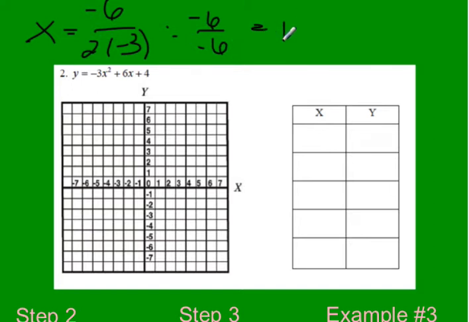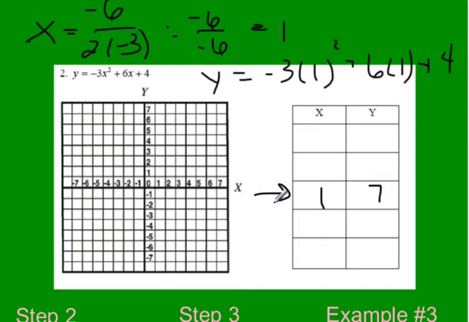So now I need to plug that in so that I can find my vertex. In that quadratic, wherever I see my x, I'm going to type in a 1. So that is what I'm going to type into my calculator: negative 3 times 1 squared plus 6 times 1 plus 4. I'm going to put 1 right here, that's the x-coordinate of my vertex. Then I got 7 for the y-coordinate.